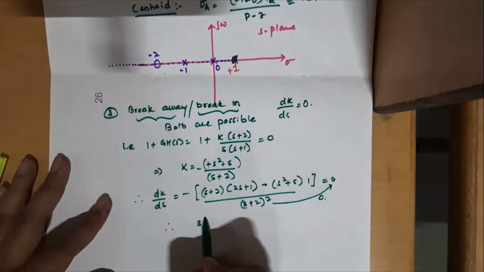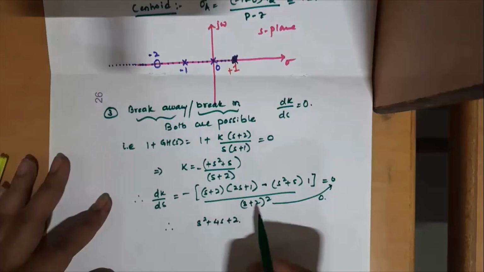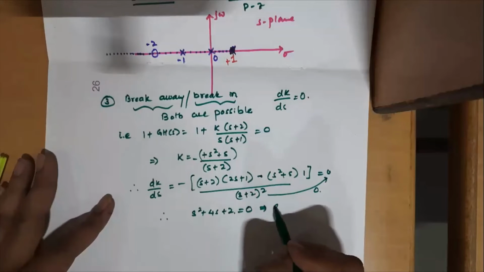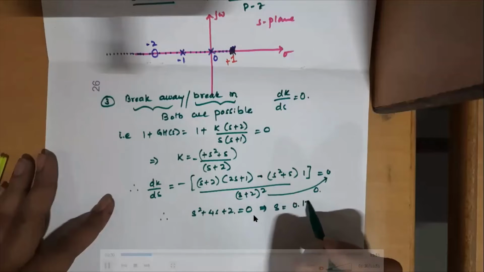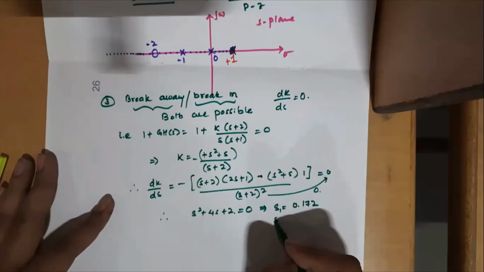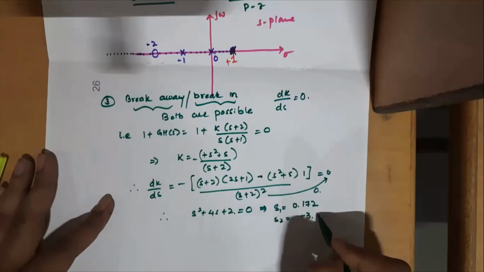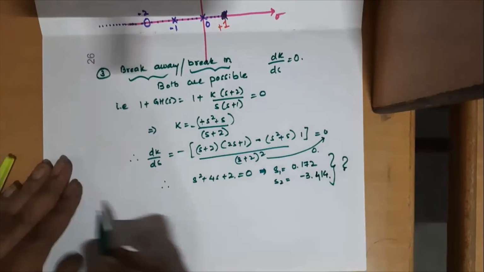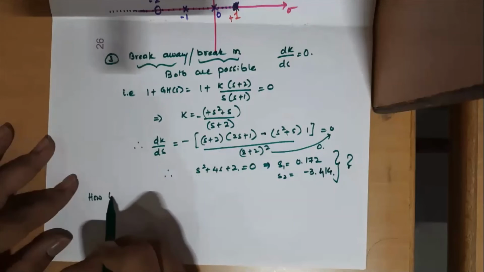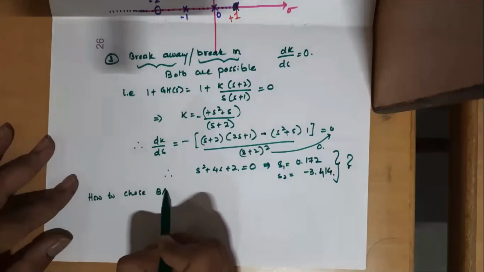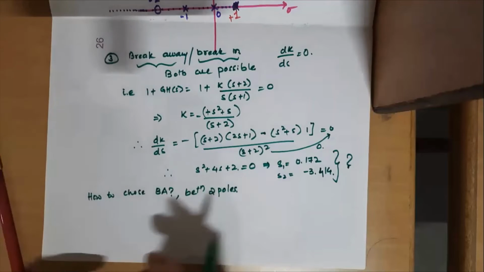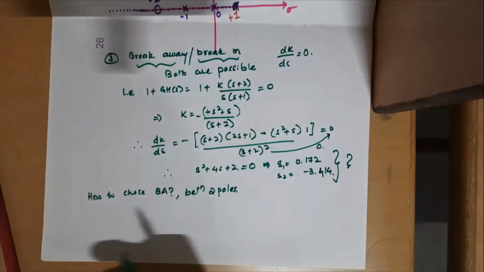So after simplification, one can get the equation as s square plus 4s plus 2 equal to 0. The numerator polynomial is s square plus 4s plus 2 equal to 0. And s1 equal to what I have got as 0.172 or minus 3.414. Just check it once later because I doubt this value of the root. Let me check it again.